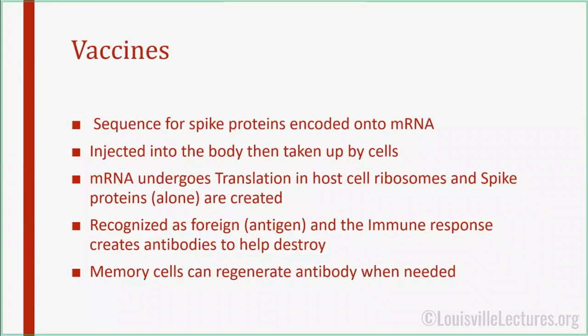And at that point, memory cells, when needed, can regenerate antibody. So if a person comes in contact with the coronavirus, the spike proteins on the coronavirus, then the memory cells will generate antibody. Again, this is the premise behind the RNA vaccines.